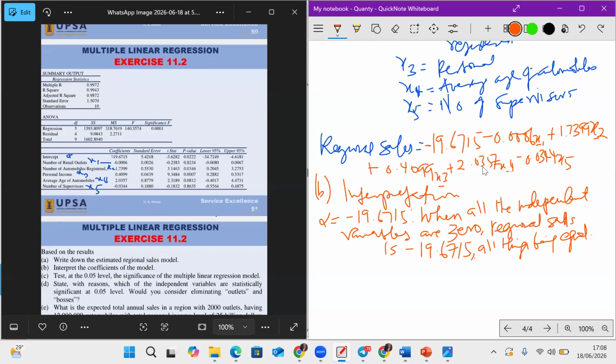0. 2.0357 times 0, 0. 0.4099 times 0, 0. 1.7399 times 0, 0. 0.006 times 0, 0. So all those with x1, x2, x3, when they are all made 0, when I multiply and add them, I'll get 0. So I'll be left with negative 19.6715 plus 0. The final answer is that regional sales will be equal to negative 19.6715. That's what I've written here.